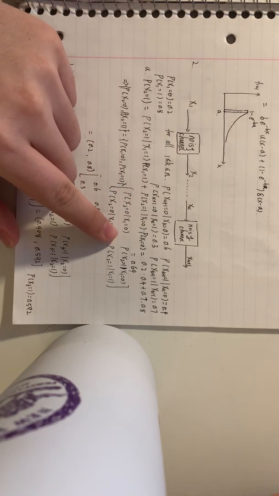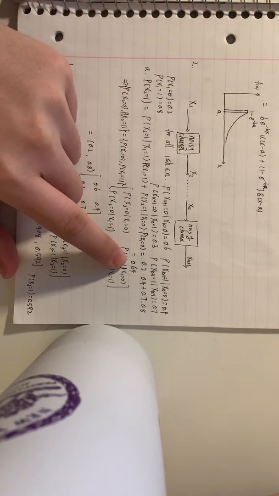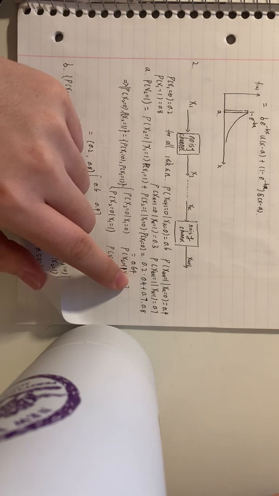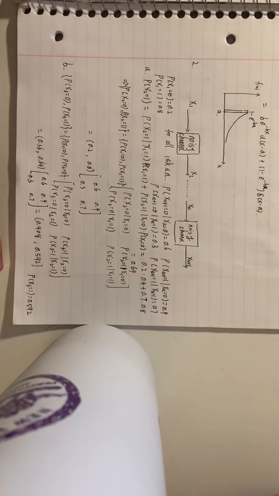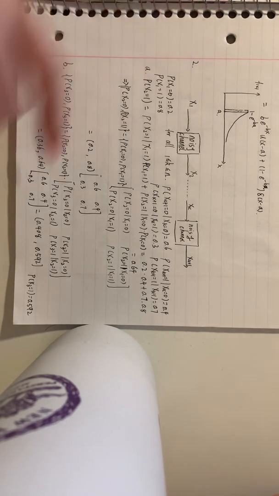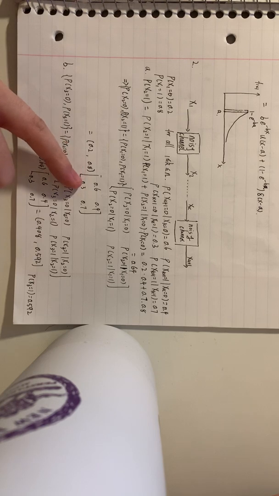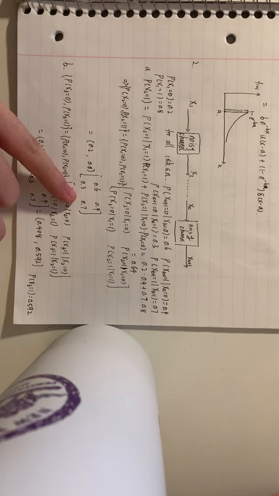So we take the information from the question. We got 0.2 multiplied by 0.4 plus 0.7 multiplied by 0.8, and the answer is 0.64. We can also find a transition matrix just like this. The first row is 0.6, 0.4, the second row is 0.3, 0.7.